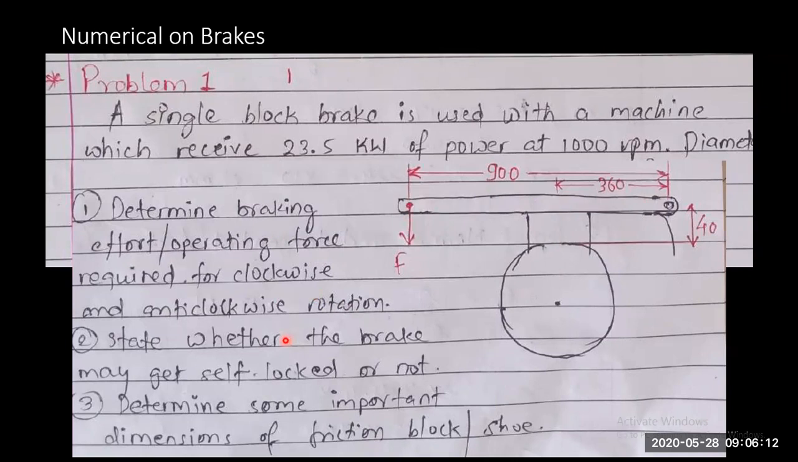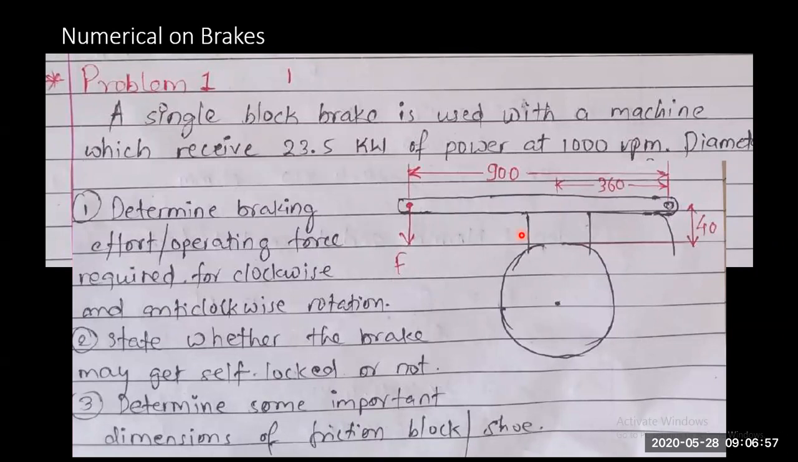You have rotation in anti-clockwise direction, or it is required for both clockwise and anti-clockwise, which means we need to design for both rotations, and you need to state whether this brake may get self-locked or not. See this condition, self-locked or self-energizing. These conditions are typically given in the question, or it will be asked for you to find out, and determine some important dimensions of the friction shoe. Important dimensions in the sense maybe the width of the shoe or height. The dimensions of the brake drum we already know. Only we don't know the dimension of this shoe here. So everything else I think we are good.